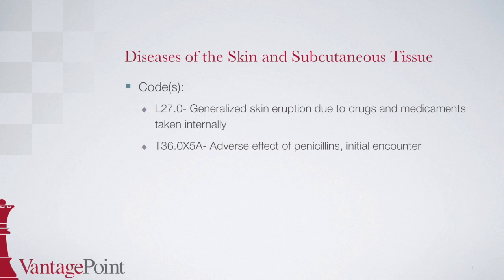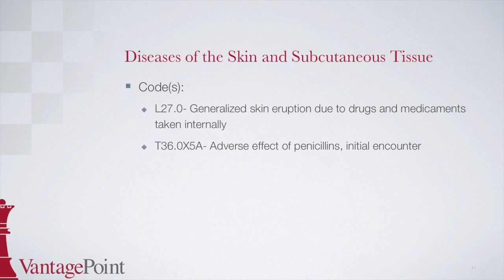T36.0X5. When you confirm this code in the tabular index, you'll notice that a seventh character is required, and our table under category T36 indicates that the options are A for initial encounter, D for subsequent encounter, or S for sequela. In this particular case, documentation states that the patient developed dermatitis this morning, so a seventh character of A for initial encounter is appropriate.